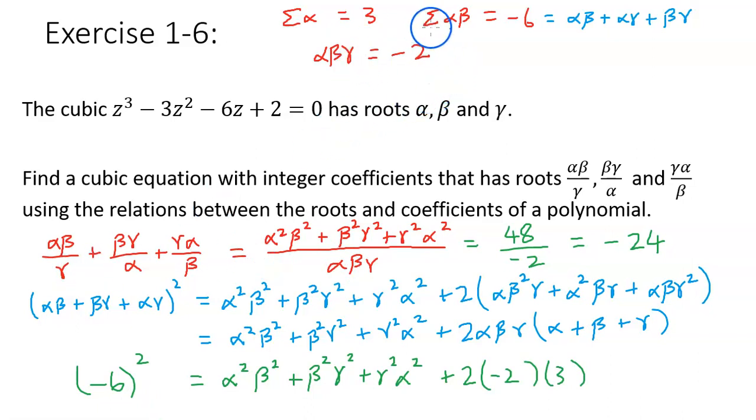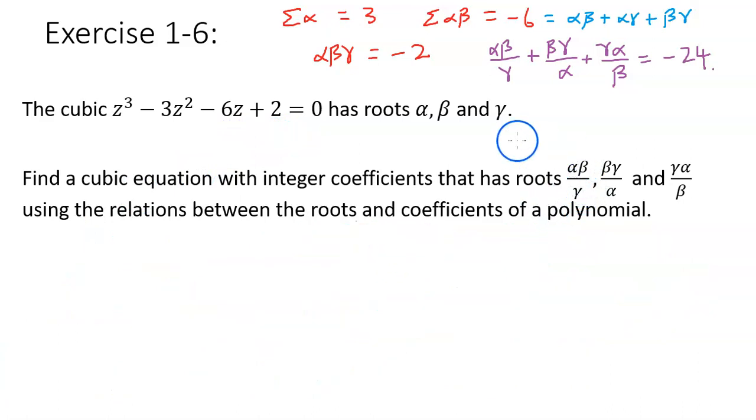Okay, so we just calculated that alpha beta over gamma plus beta gamma over alpha plus gamma alpha over beta is equal to -24. So that's going to be the negative of the coefficient in front of our z squared for our polynomial. Alright, next we're going to find the product of any two of these roots multiplied together and then add that together.